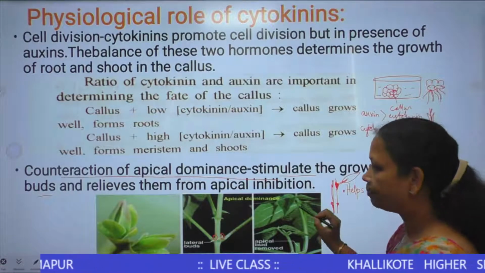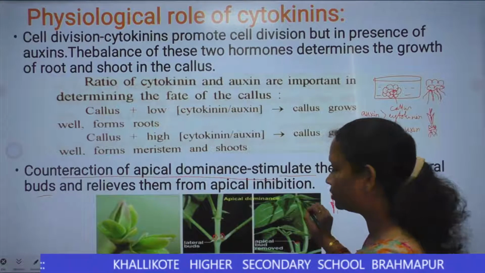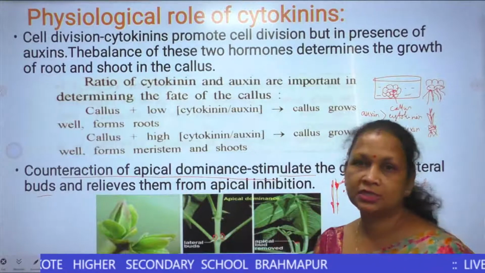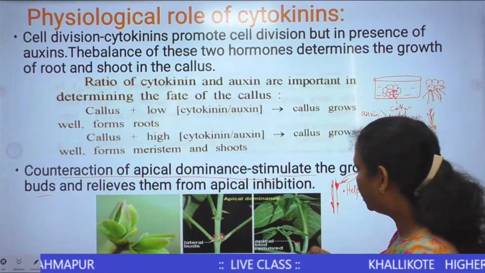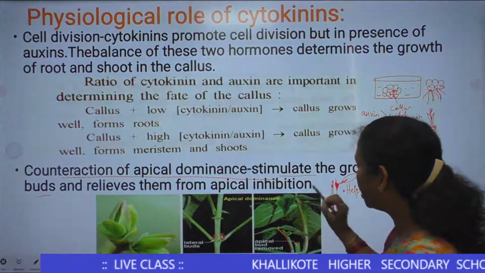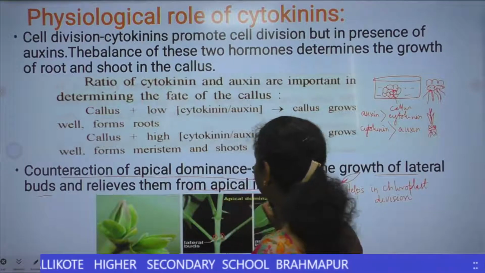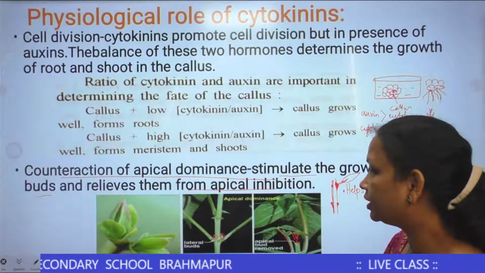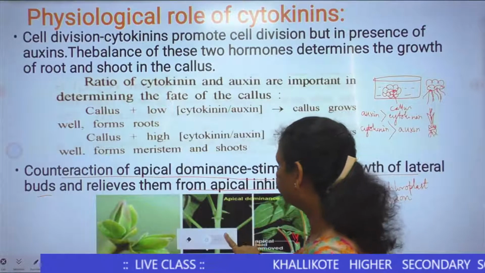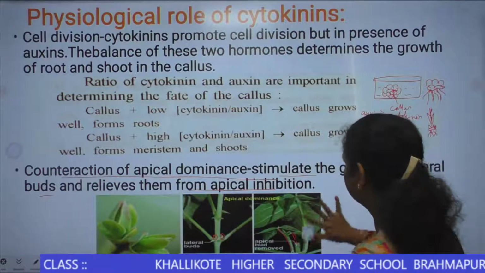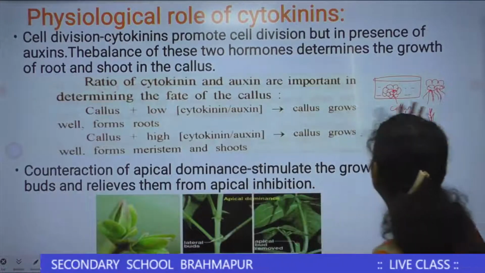So, this is the apical dominance. In this figure, the apical bud present stops the activity of the lateral buds. If you remove the apical bud, the lateral buds normally start growing. But even in the presence of the apical bud, if you apply a solution of cytokinin, then the lateral buds will also start growing even when the apical bud is present. So, that is where it removes them from apical inhibition. This is an important activity, and an activity that is opposite to that of auxin.